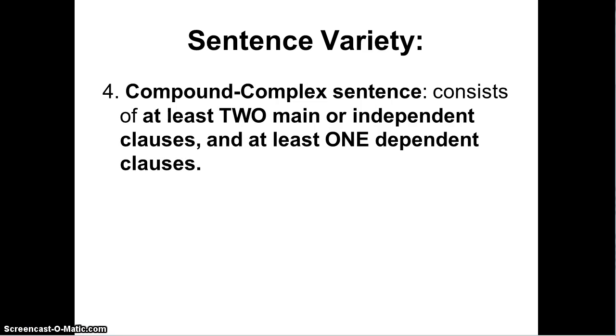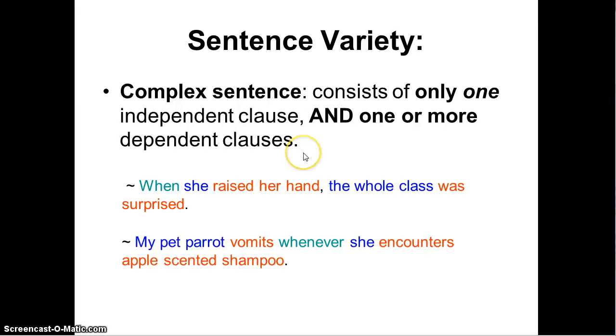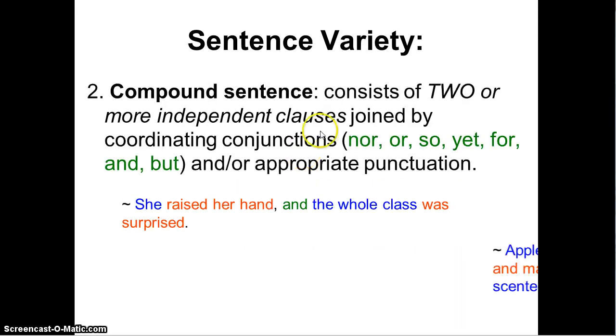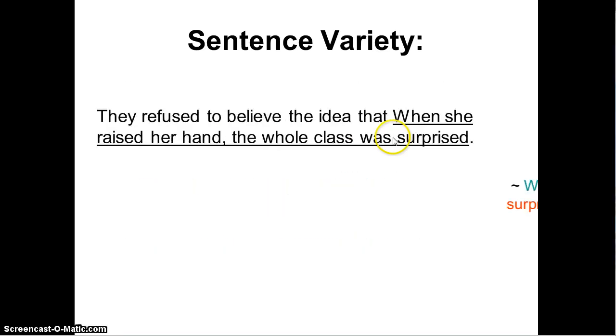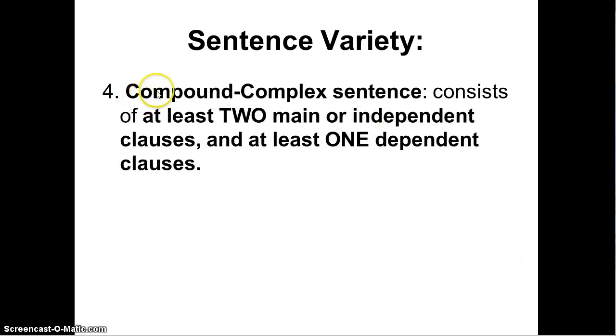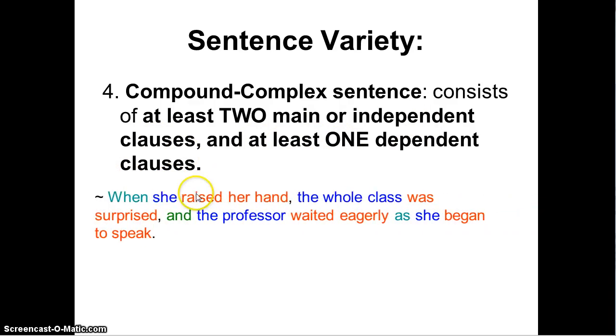The final sentence type is a compound complex sentence. The very simple way to remember this is that this is simply a complex sentence with one additional independent clause joined by a coordinating conjunction. So let's see the actual definition. We have a compound complex sentence consists of two main or independent clauses and at least one dependent clause. When she raised her hand, the whole class was surprised, and the professor waited eagerly as she began to speak.